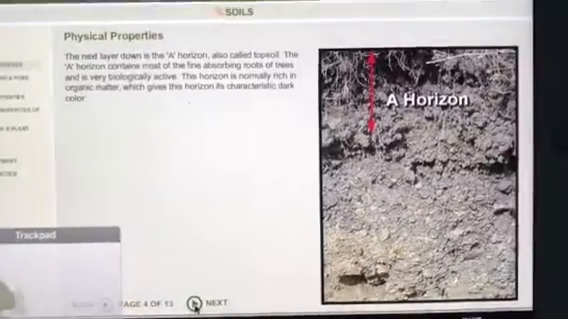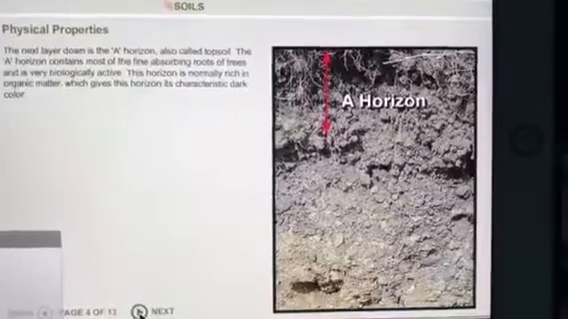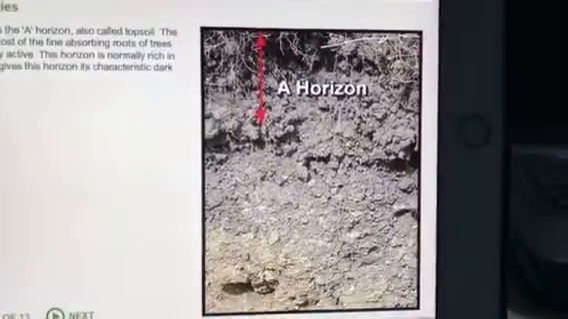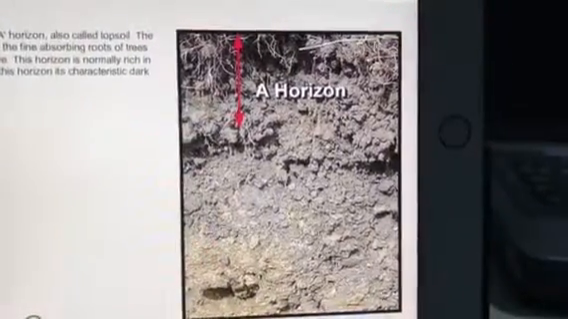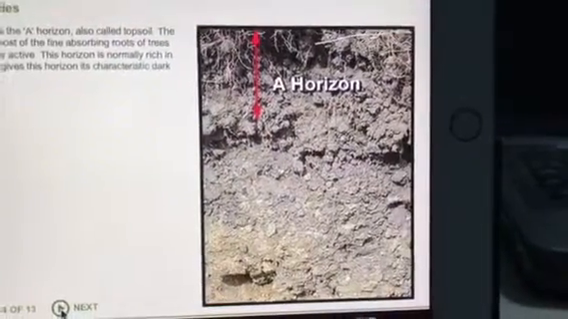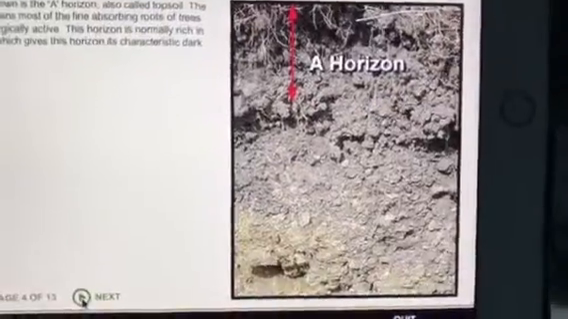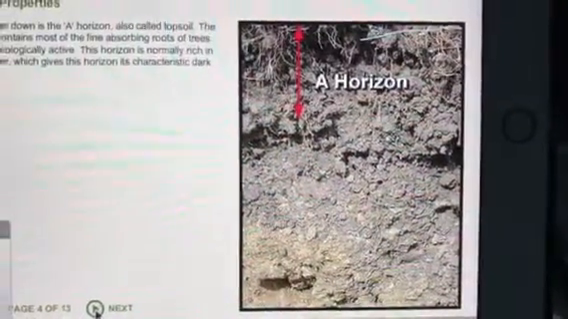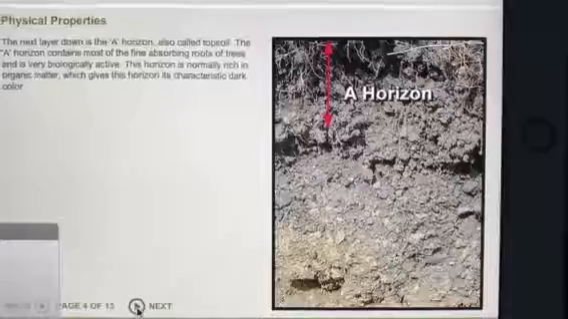The next layer down is the A horizon, also called topsoil. The A horizon contains most of the fine absorbing roots of trees and is very biologically active. This horizon is normally rich in organic matter, which gives this horizon its characteristic dark color.